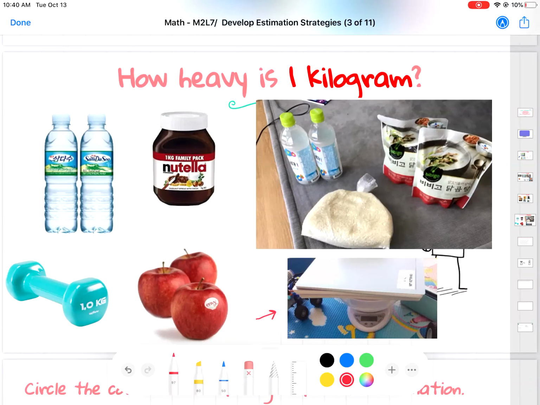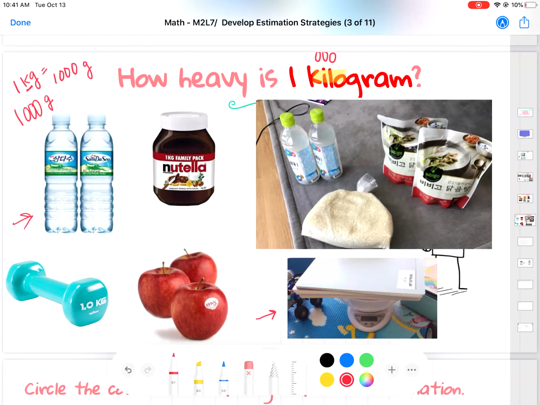Then how heavy is 1 kilogram? Before we talk about the items, I want you to be reminded that 1 kilogram is the same as 1,000 grams, because the word kilo means 1,000. So whenever there is kilo or K, that represents 1,000. That means we have 1 here, and because this K represents 1,000, we put 000 and then the gram. That's why 1 kilogram is the same as 1,000 grams. It's just an easier way to keep the number.